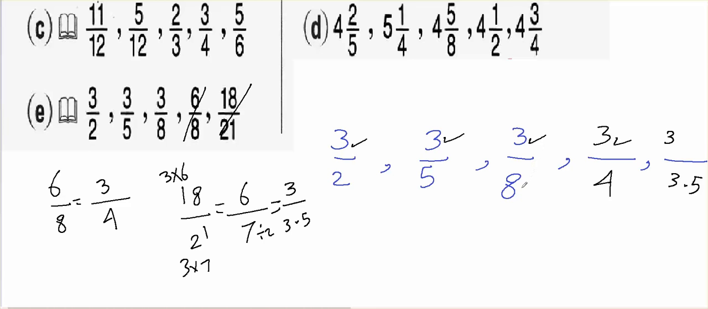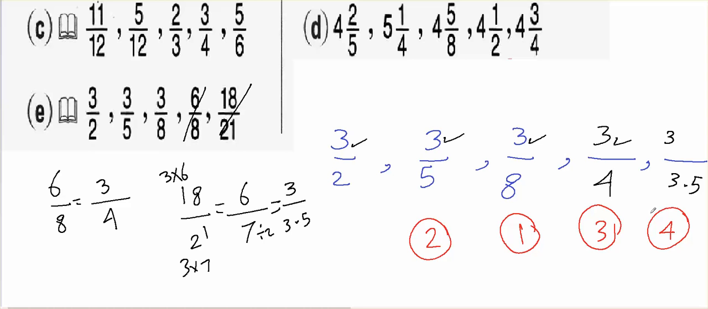3 over 8 is the smallest fraction, number 1. Then 3 over 5. Then 3 over 4. Then 3.5 is bigger than 2, so yes, this fraction 3 over 5 is smaller. Take number 4, number 5, and the biggest fraction is 3 over 2.